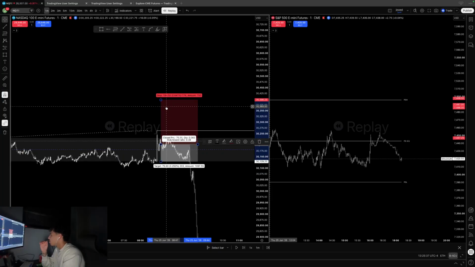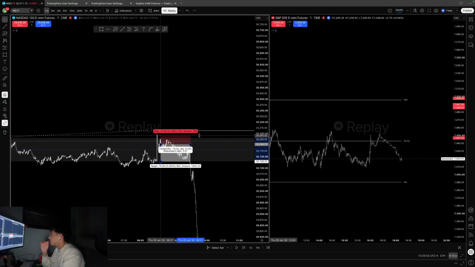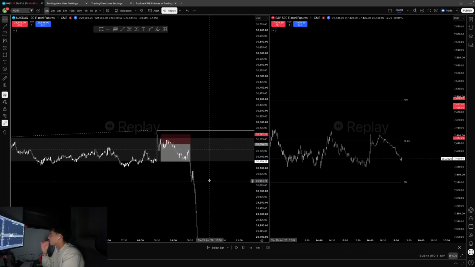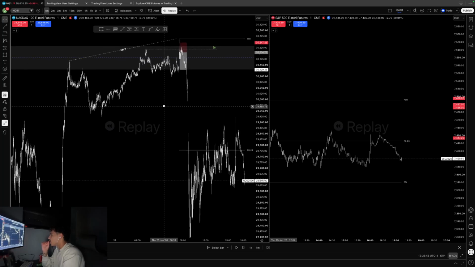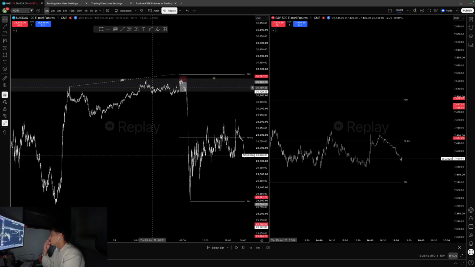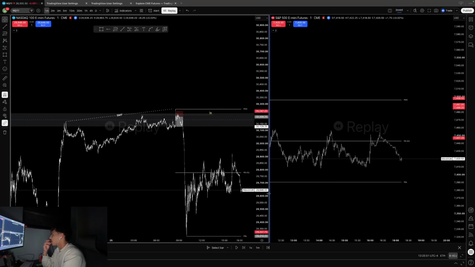You could have taken it to this low, and it would have been a pretty long trade, and stop at this high, right? It would have been a pretty long trade, but if you would have held, you would have caught the whole thing. But that's just a little example of it.